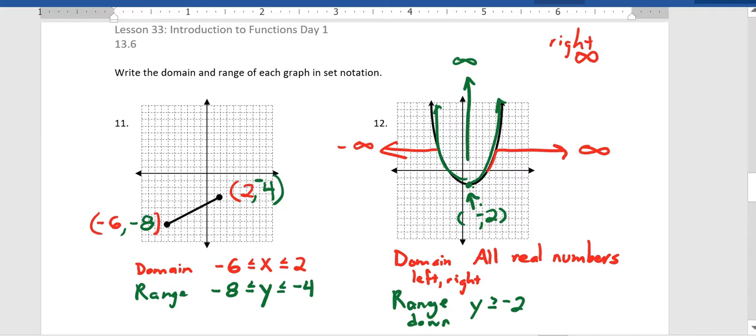Okay, so this is a situation where you wouldn't sandwich it between two values. There isn't a low and a top because the arrows go forever up. And so our range is y is greater than or equal to negative 2. Okay, so with domain, I ask myself how far left and how far right, and with range, I ask myself how far down and how far up. Those are the key questions to ask yourself.